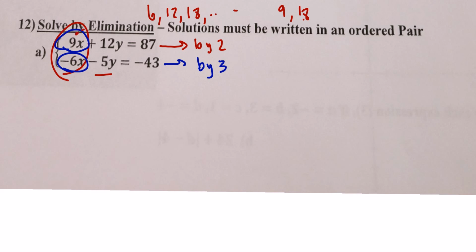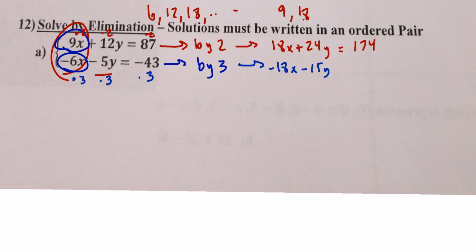So when I multiply this by 2, I have to multiply all 3 of them by 2. So I end up with 18x, because I did 9 times 2, plus 24y, plus 87 times 2 is 174. Now I'm going to multiply the bottom by 3. So I'll multiply this guy by 3, this guy by 3, this guy by 3. Why 3? Because I want this to turn into negative 18x, and it does. And I get negative 15y, and then I do 3 times negative 43 is minus 129.